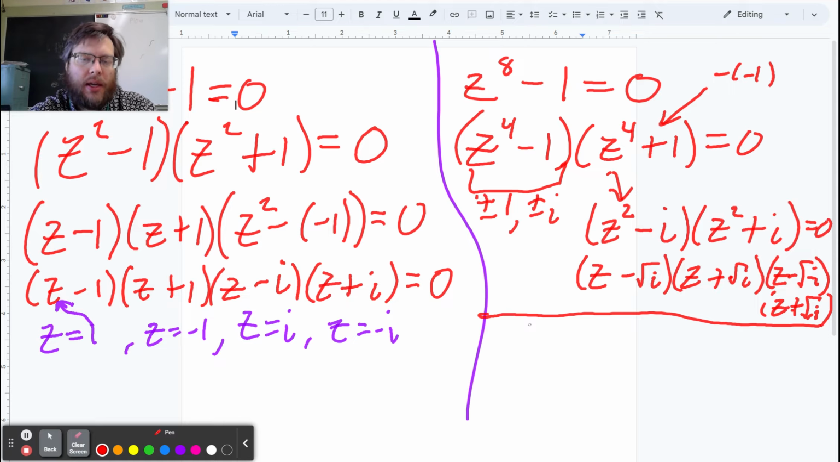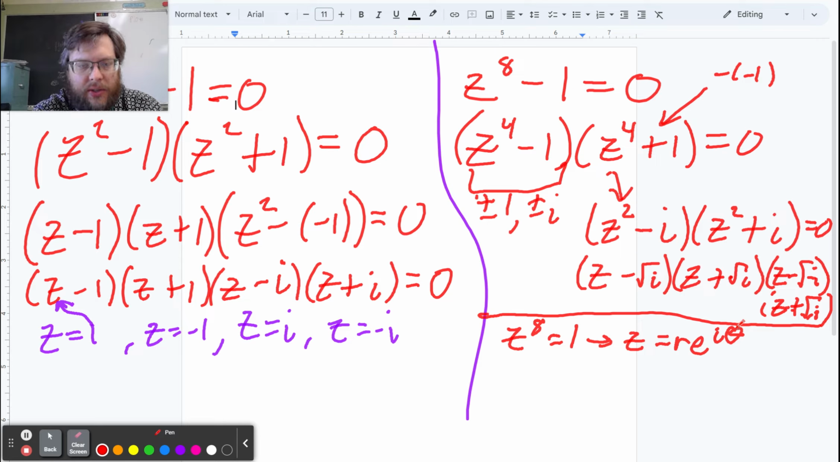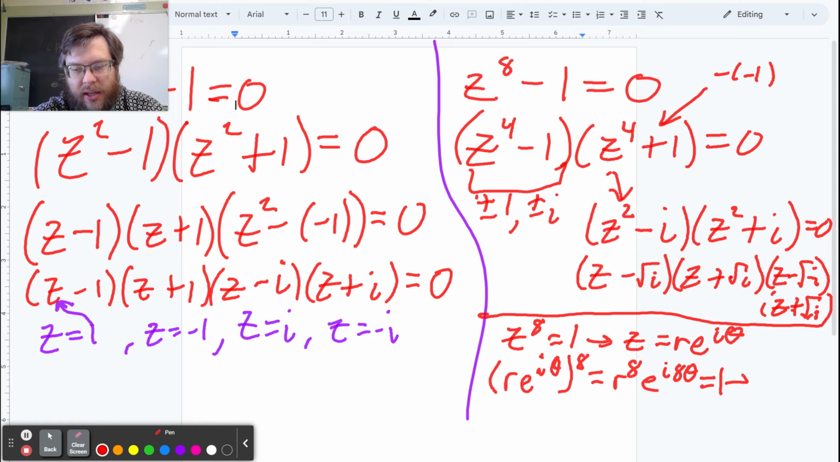That's theta. And so what we're going to do is we're going to set z to the 8th equals 1, and we're going to treat the letter z as r e to the i theta. R is strictly a real number, and theta is the angle measured the way things are measured on the unit circle. So z to the 8th becomes r e to the i theta raised to the 8th, which is the same as r to the 8th e to the i 8 theta. And so if that equals 1, then I can conclude that r has to equal 1.